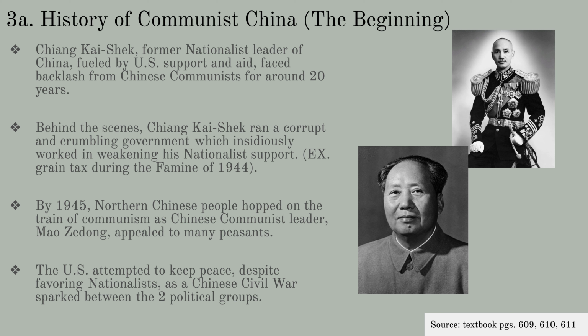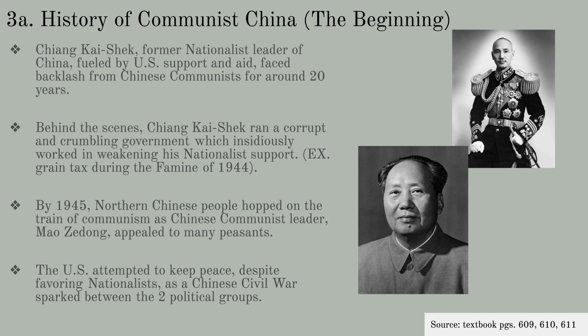3A, History of Communist China, the beginning. Chiang Kai-shek was the former nationalist leader of China, and he was fueled by US support and aid, in which he faced backlash from Chinese communists for around 20 years. But behind the scenes, Chiang Kai-shek ran a corrupt and crumbling government, which insidiously worked in weakening his nationalist support. For example, he imposed a grain tax during the famine of 1944.